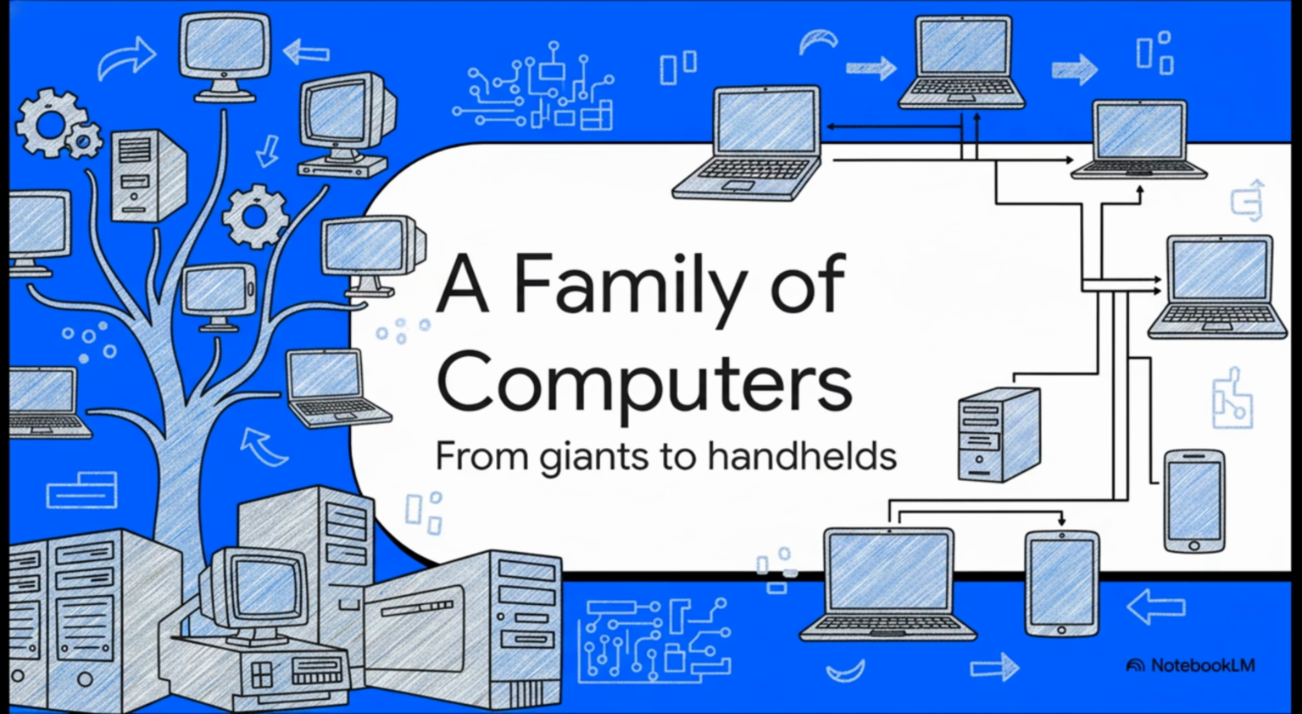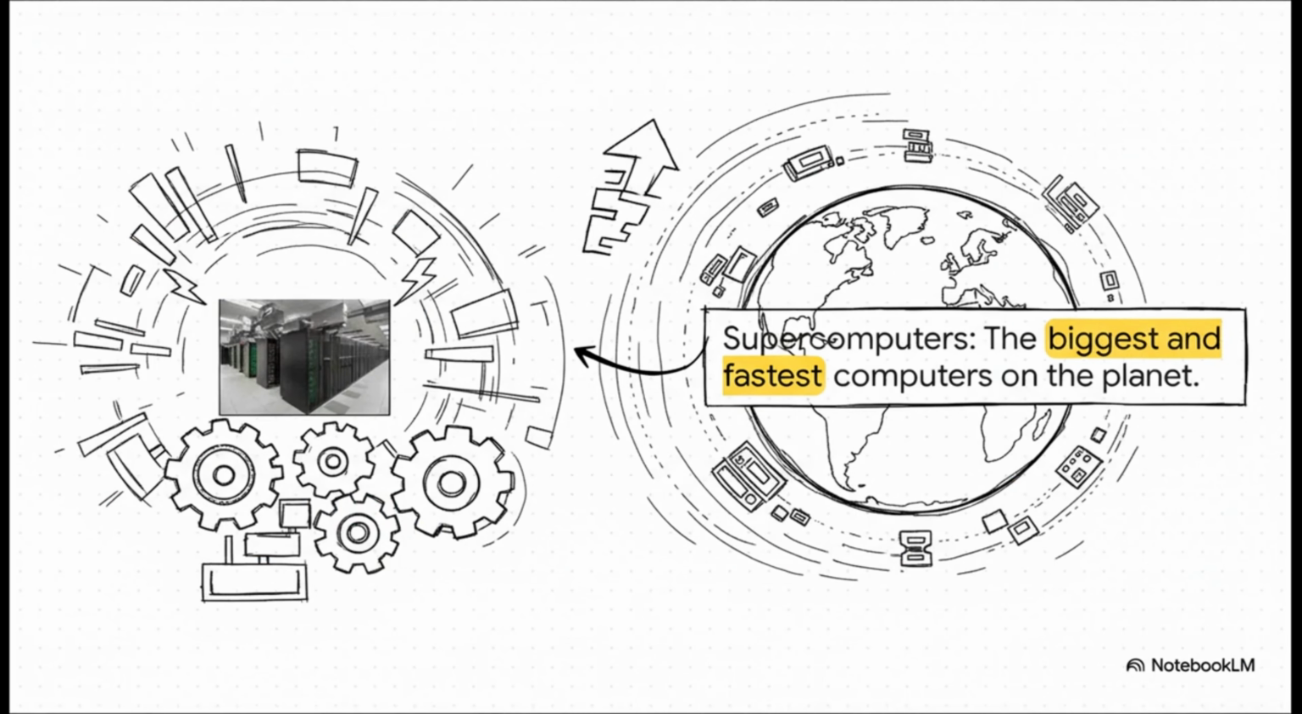We're about to go on a little journey, starting with the absolute biggest, baddest machines on the planet, all the way down to the tiny thing that's probably in your hand right now. And leading the pack, we have the titans themselves, supercomputers. These are, no joke, the biggest, the fastest, the most powerful computers on Earth. They're built to solve problems that are so ridiculously complex, nothing else can even touch them.